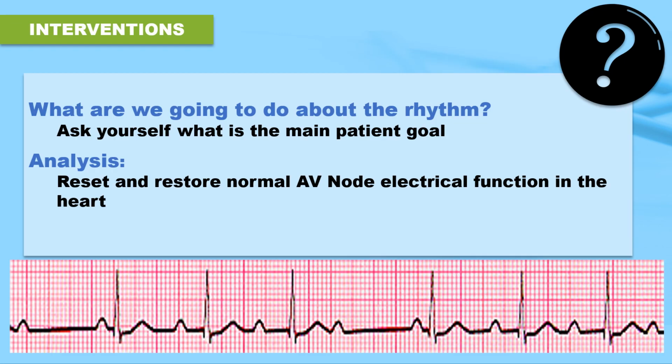So as always, we have to ask ourselves, what are we going to do about it? It's not just good enough to analyze and interpret the rhythm. We have to determine what interventions need to be done. In this case, we ask ourselves, what is our main patient goal? Well, it's to reset and restore the AV node's normal electrical function.